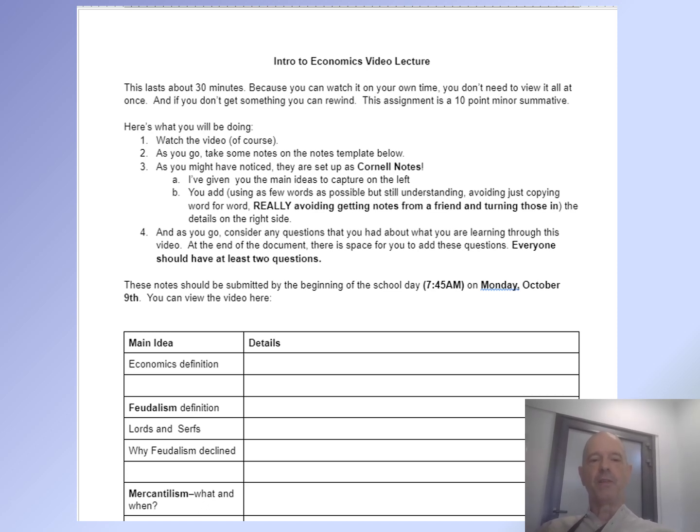And you'll notice what I have done here is basically set this up as a Cornell-style notes-taking template. So on the left is the main ideas, the definition of economics, feudalism's definition. The bold print means it starts a new slide or new section, lords and serfs, why it declined, and working its way through. This ought to last probably about 30 minutes.